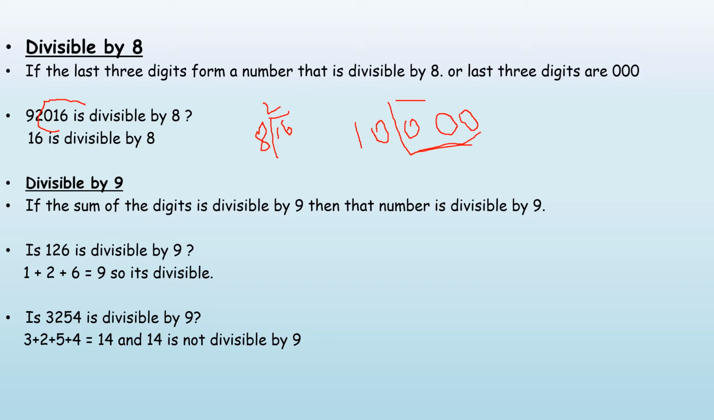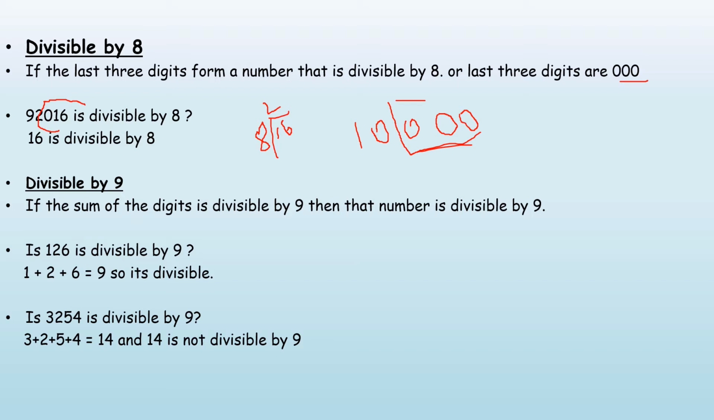If the last 3 digits are 3 zeros, then that number is divisible by 8. So the rule is, if the last 3 digits of a number are divisible by 8, then that whole number is divisible by 8. Or if the last 3 digits are zeros, then that number is divisible by 8.